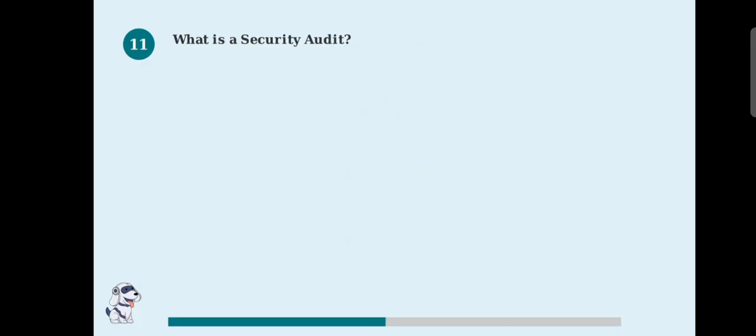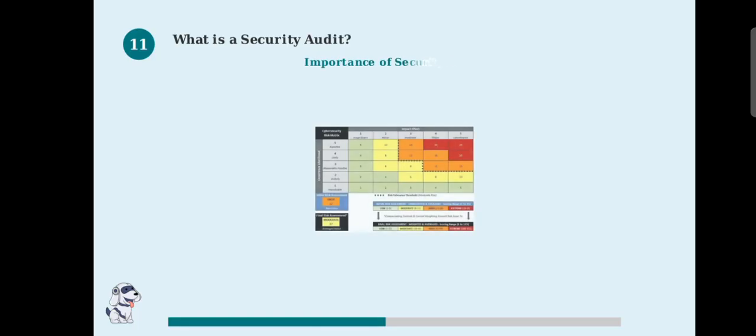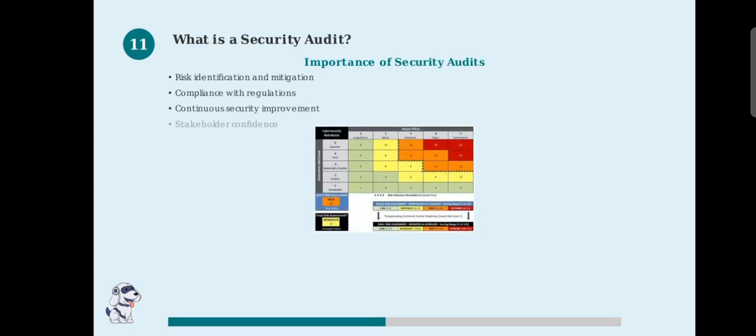Regular security audits are crucial for maintaining a strong security posture. They help organizations identify risks before they become serious threats. Security audits help organizations assess risk levels using matrices like this one, showing how risks can be reduced from high or extreme levels to more manageable levels through proper controls and mitigation strategies. By conducting regular security audits, organizations can maintain robust defenses, ensure regulatory compliance, and build trust with stakeholders through demonstrated security commitment.